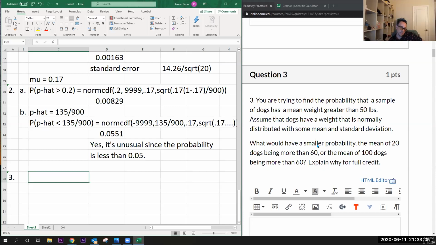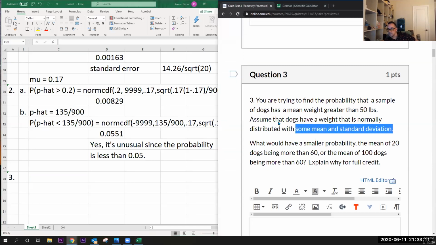So, conceptual. One thing that I want to point out is that it says some mean and standard deviation. Assume that dogs have a weight that is normally distributed with some mean and standard deviation. We don't know the mean and standard deviation. I made this question purposefully so that you don't calculate anything. I wanted you to just think about this and come up with the answer conceptually. I did not want you to calculate anything.